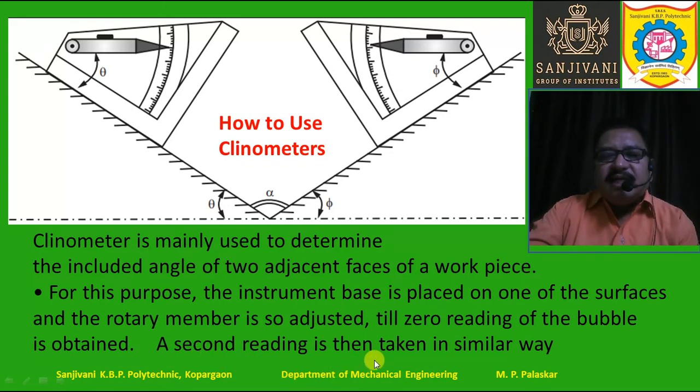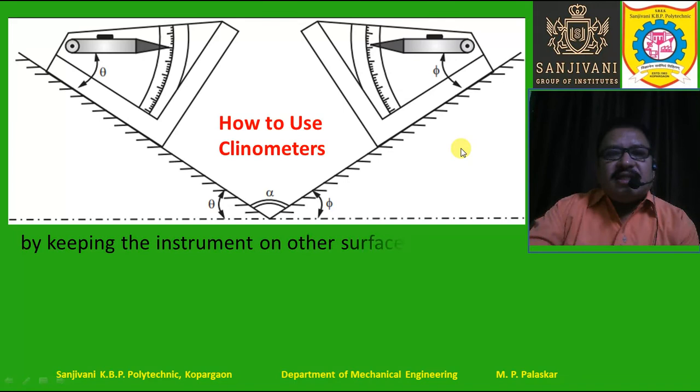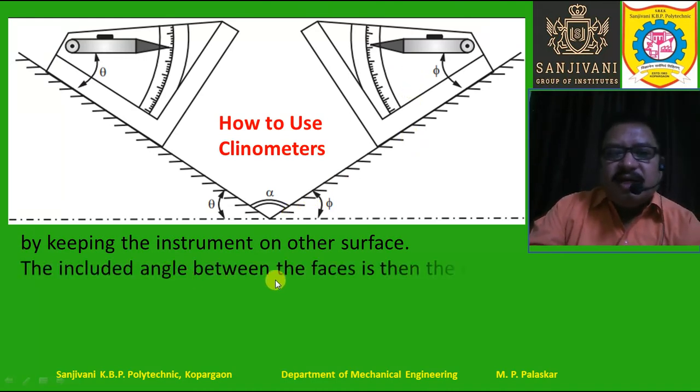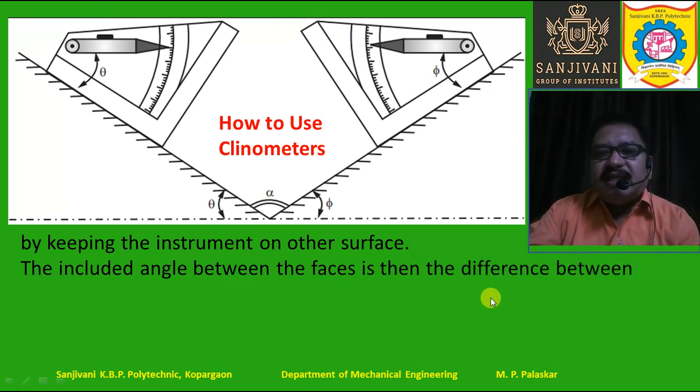Now a second reading is taken in a similar way. The base of the clinometer is now resting on the other surface here to obtain the second reading, right? We are not using two instruments here, there is only one instrument. First the instrument is kept here and then it is kept on the other surface. The included angle between the faces is then the difference.